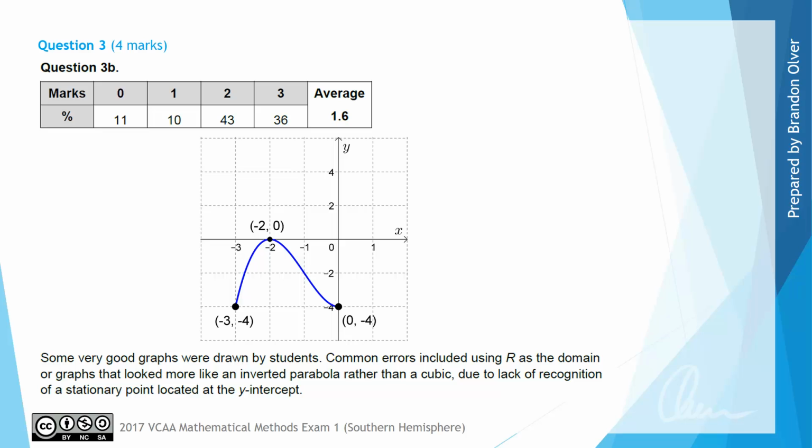So from the examiner's report, we can see that 36% of students got full marks for this question. The examiner goes on to say that there were some very good graphs that were drawn by students. Common errors included using R as the domain rather than the restricted domain that was given, and graphs that looked more like an inverted parabola than a cubic, due to the lack of recognition of a stationary point located at the same value as the y-intercept, which we discovered on the previous slide.